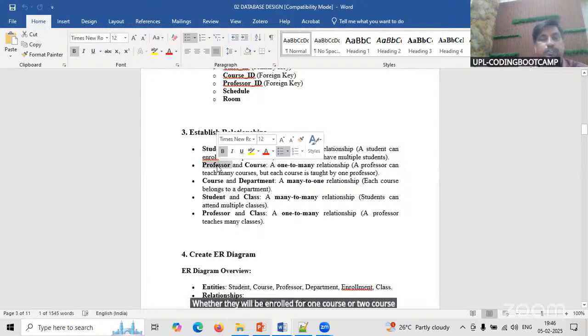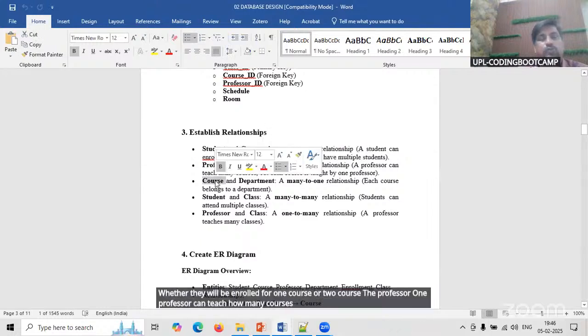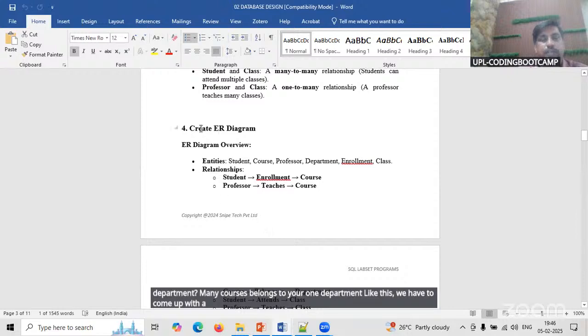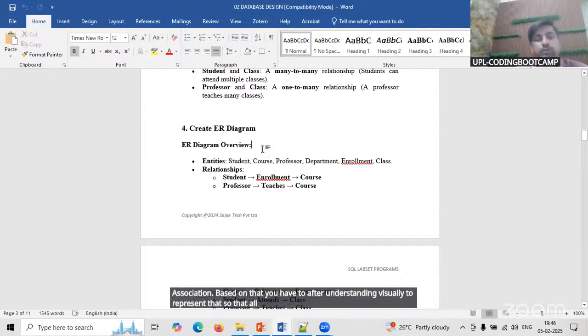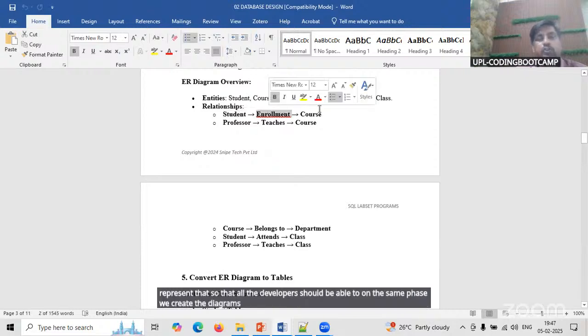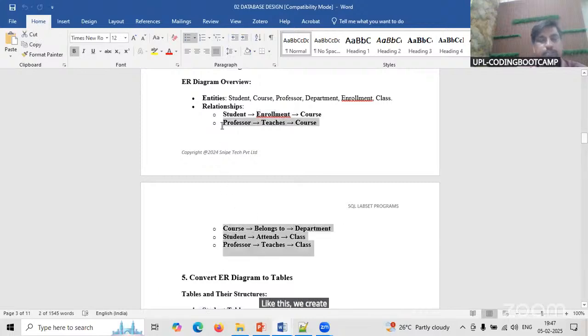how many courses one professor can teach, how many courses belong to a department. Many courses belong to one department. Like this, we have to come up with the associations. After understanding, we represent that visually so that all the developers are on the same page, so we create diagrams like that. Student, enrollment, course. So student is an entity, course is an entity. This is a relationship, but this is also one table. Like this, we create multiple tables.